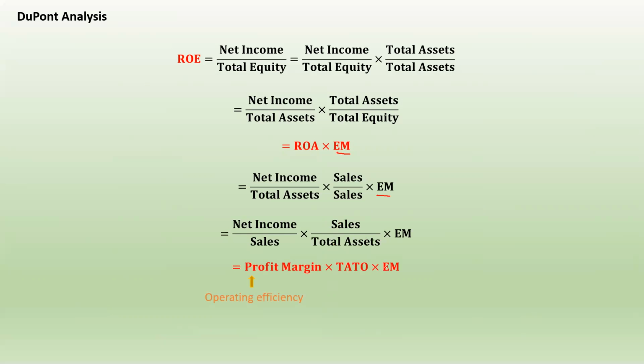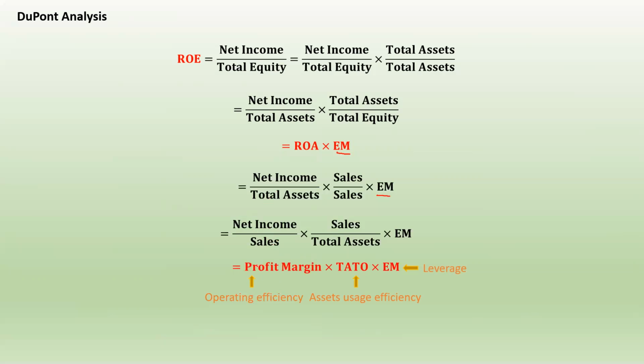Profit margin is, for each dollar of sales, what percentage of sales is net income. It measures operating efficiency. If you have relatively lower cost and higher operating efficiency, you will have higher net income for each dollar of sales. Then you have a higher profit margin. Total assets turnover measures assets usage efficiency. And the equity multiplier measures leverage.